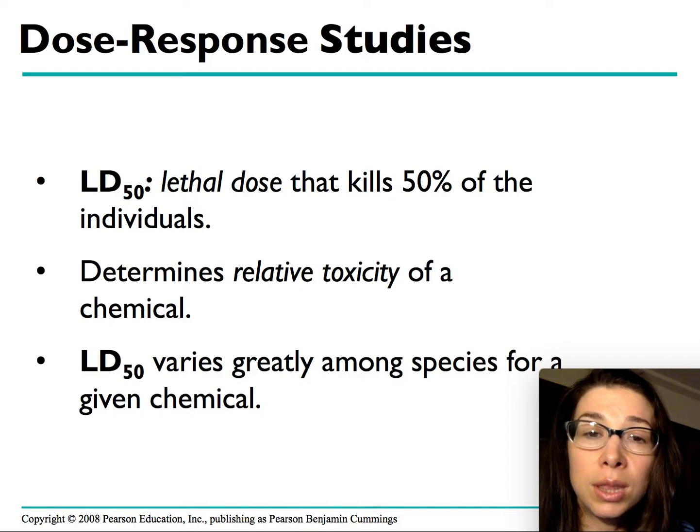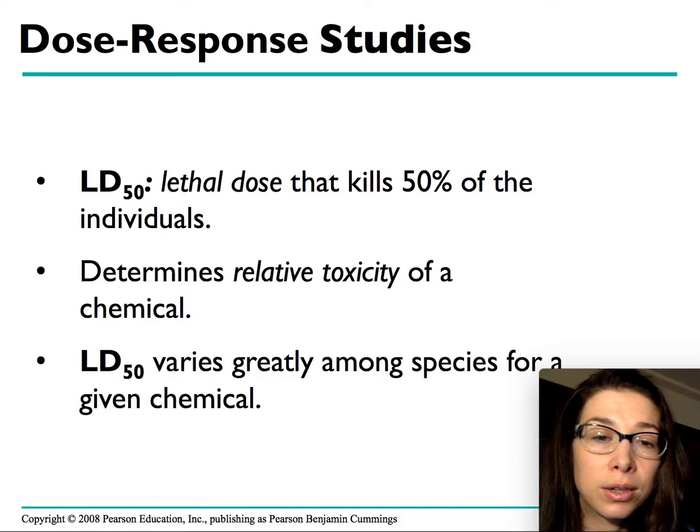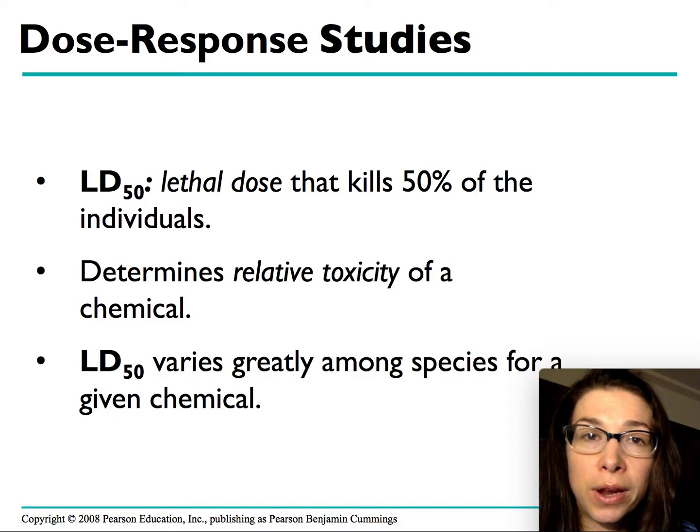So what is the lethal dose that kills at least half of the mice that are being exposed to that toxin? That'll tell you the relative toxicity, meaning if you have the LD50 of something like fentanyl, you can compare that to the LD50 of something like DDT. So how do those numbers compare to each other? Is that something that you can figure out by reading the literature? And the LD50 is going to vary widely.